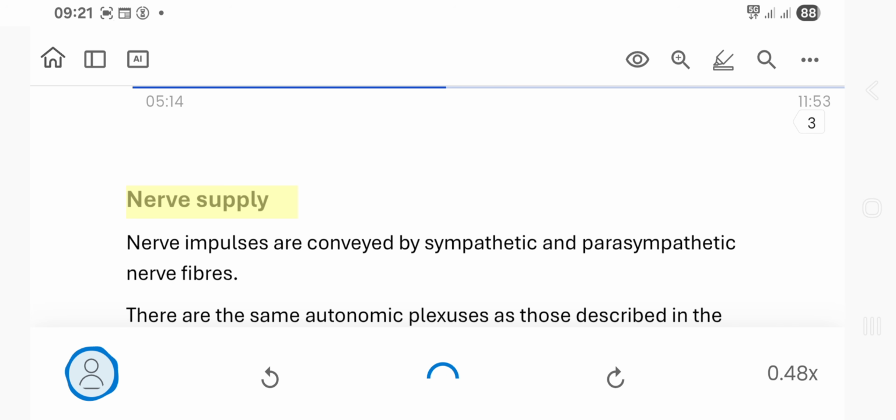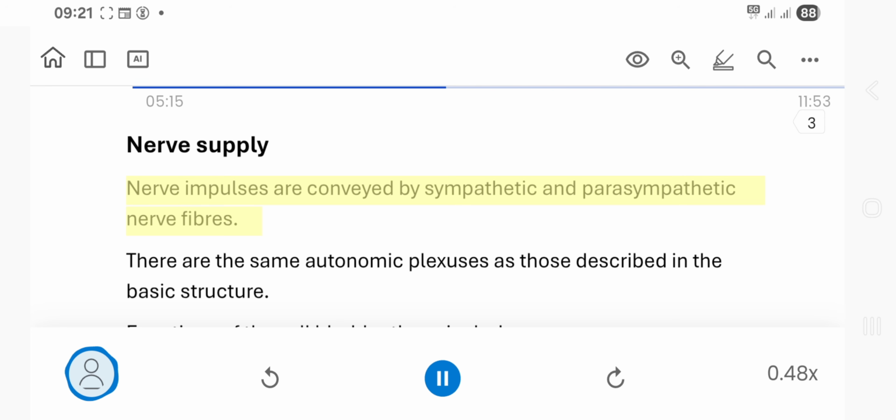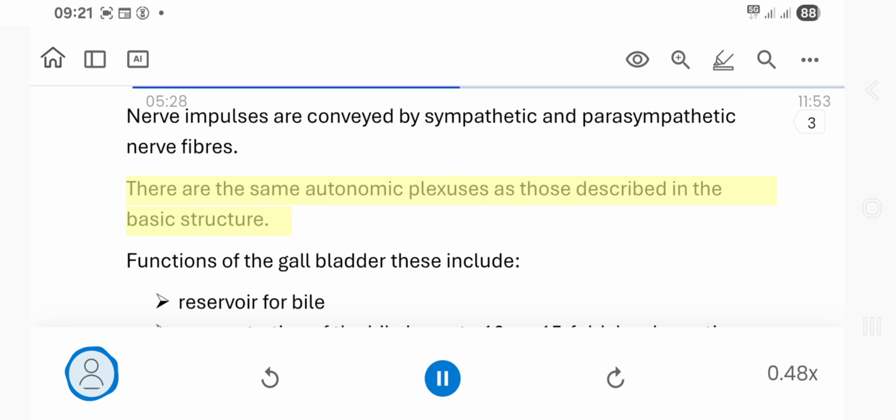Nerve supply. Nerve impulses are conveyed by sympathetic and parasympathetic nerve fibers. There are the same autonomic plexuses as those described in the basic structure.